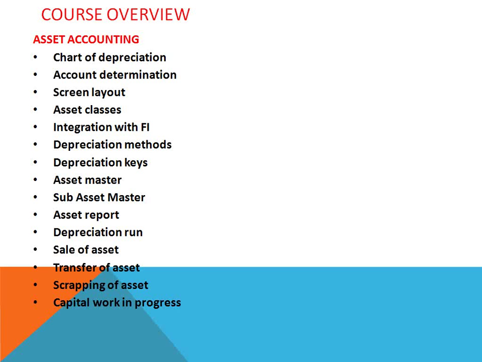Now you can see in asset accounting, from chart of depreciation to account determination. Chart of depreciation depends upon country to country. Based on the country's laws, the chart of depreciation gives you the depreciation areas. Account determination is how everything is automatically settled. Then screen layout, asset classes, integration with FI, depreciation methods, depreciation keys, asset master, sub-asset master, asset report, depreciation run, sales of asset, transfer of assets, scrapping of assets, capital work in progress.